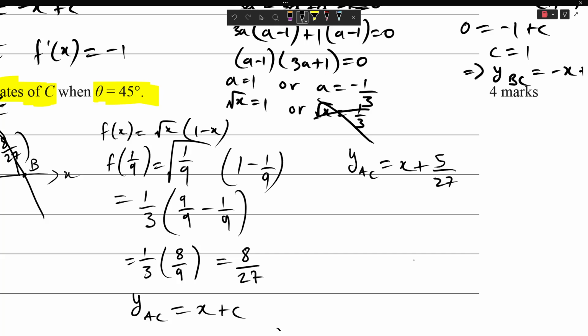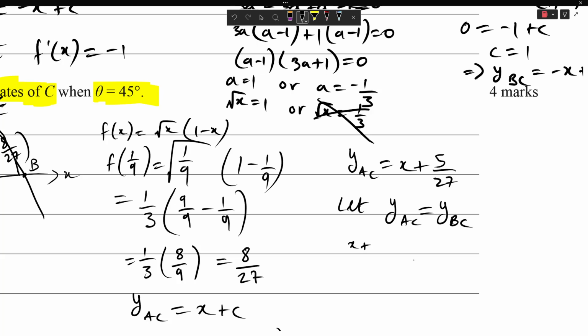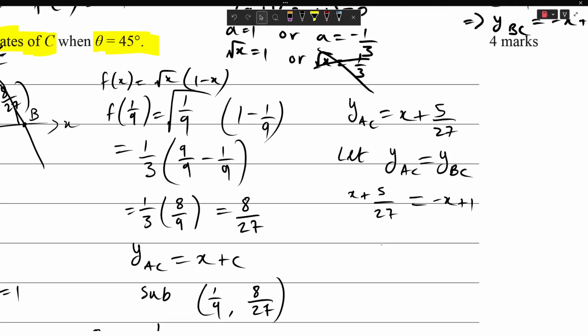Now to find the x coordinate of C, I'm going to let y AC equal y BC. So y AC is x plus 5 over 27, and y BC is negative x plus 1. Now I'm going to move all the x's to one side and all the constant numbers to one side. So I'm going to move this x to the other side and the 5 over 27 to the other side. So you're going to get 2x equals 1 minus 5 over 27.